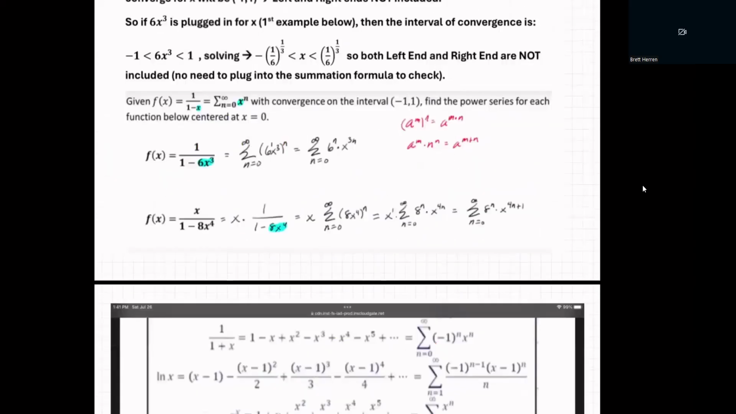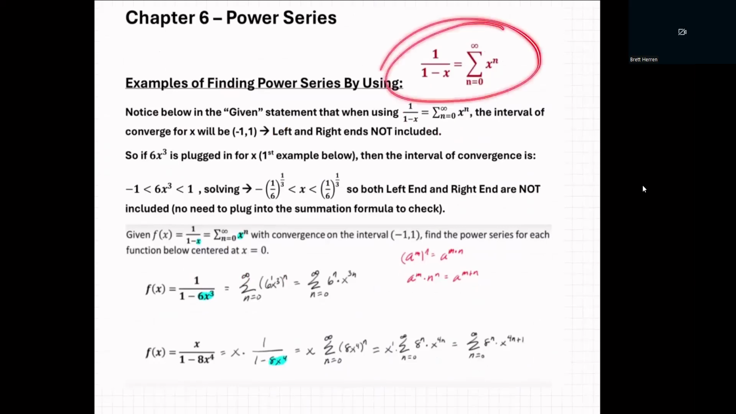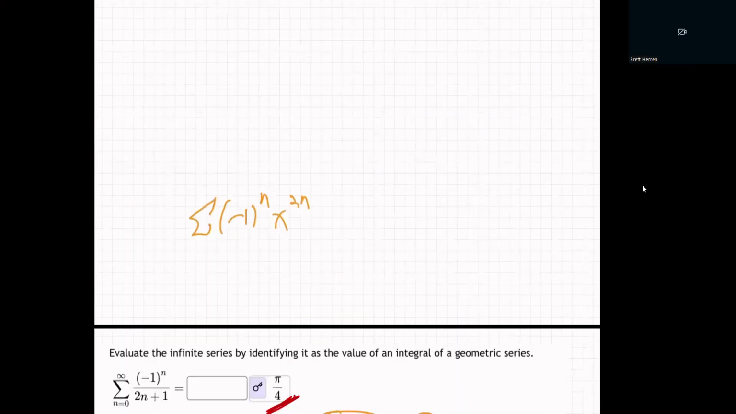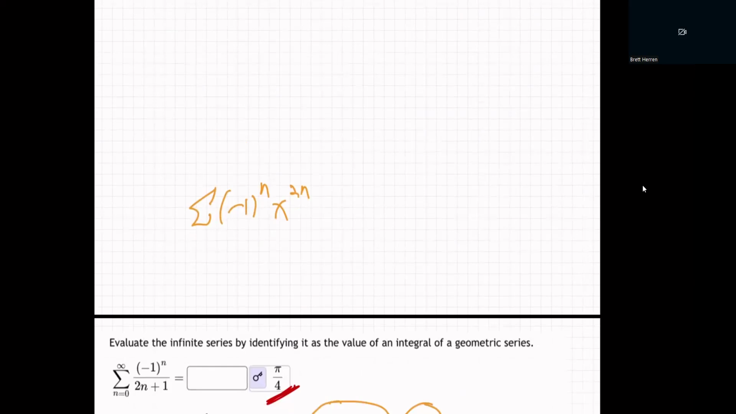Well, remember, this is the one we always use all the time from the notes. This is the beginning of the chapter 6 power series notes. There's the main formula we use: 1 over 1 minus x is the sum of x to the n. Know that one like the back of your hand. That's the main one. This is like a blank: you can plug anything in here, and it shows up there.